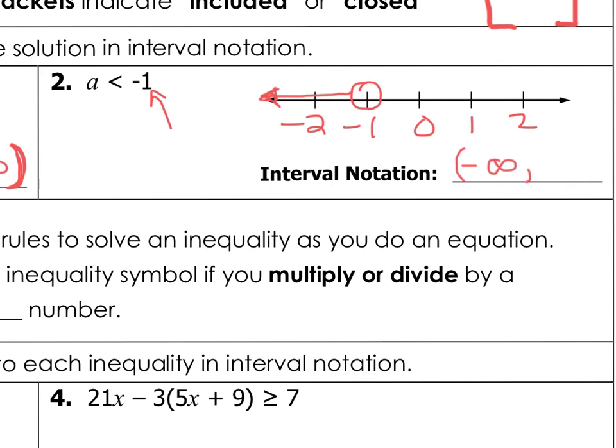Therefore, when we indicate in interval notation the boundary of -1, we're going to specify -1 here, but we're going to put the parenthesis or the curved bracket to say that it's not included, but it is the end of our solution set.